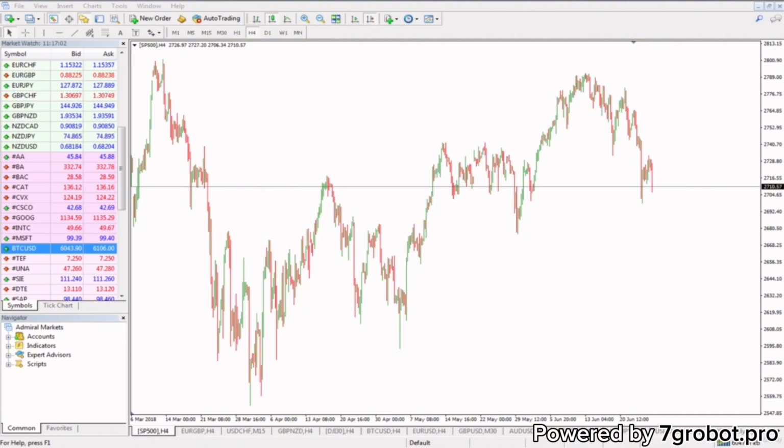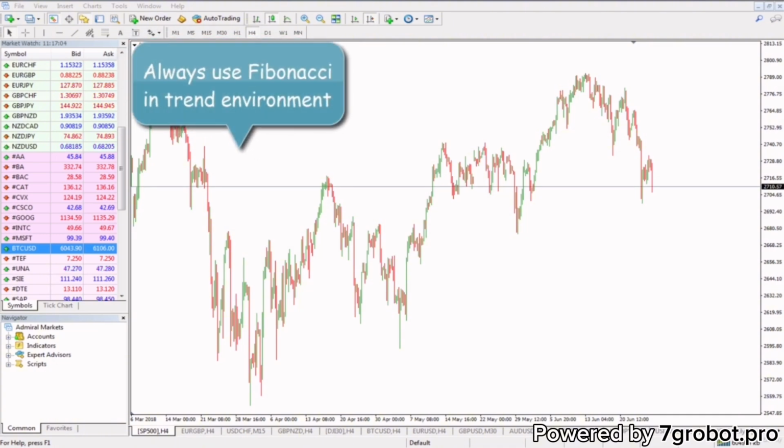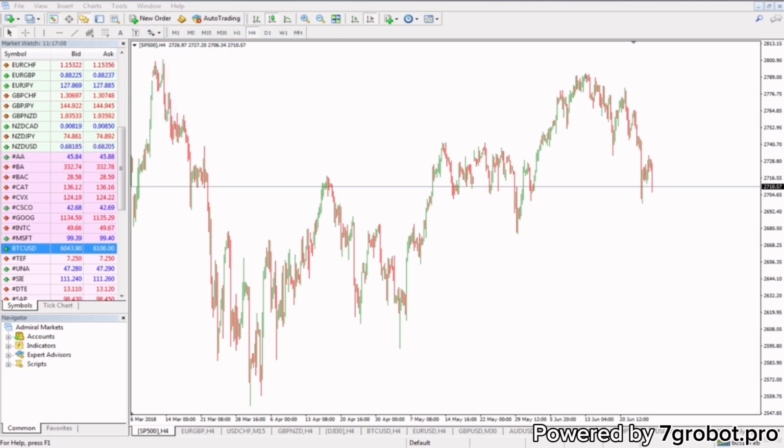Okay, the first rule. Fibonacci is always used in a trendy environment. What does it mean? This means that we will only use Fibonacci in a rising or downward trend, but we will not use it in the sideways trend because it will not help us much.